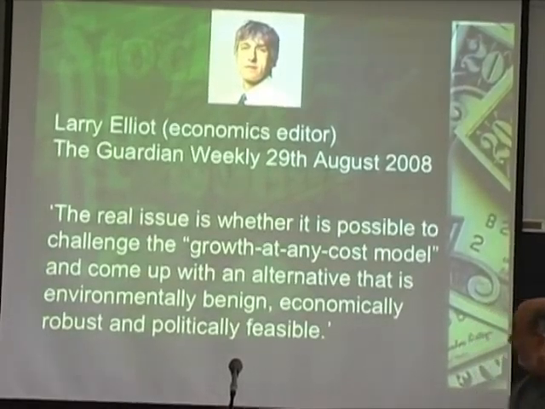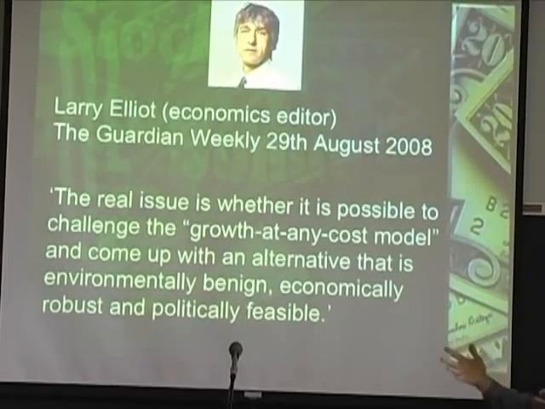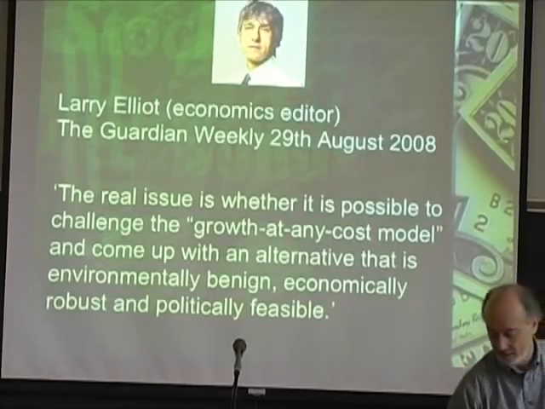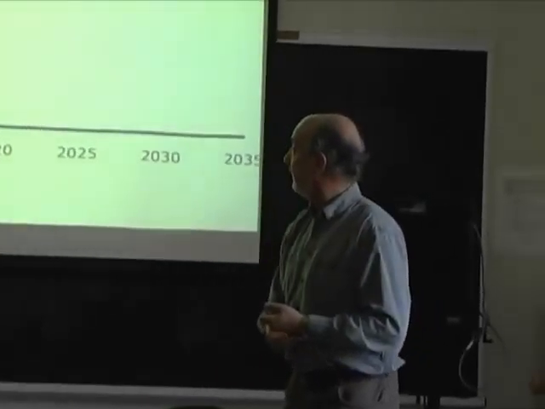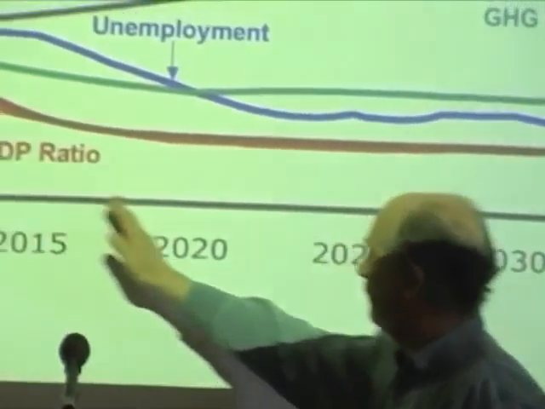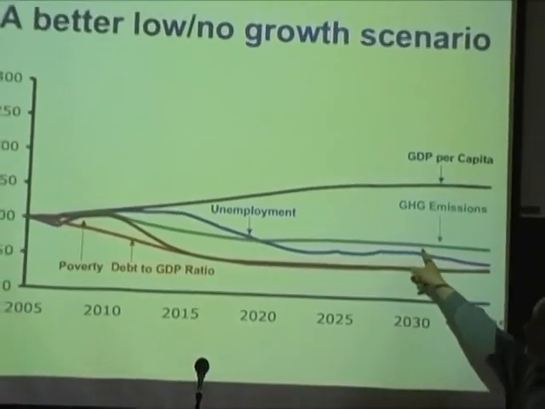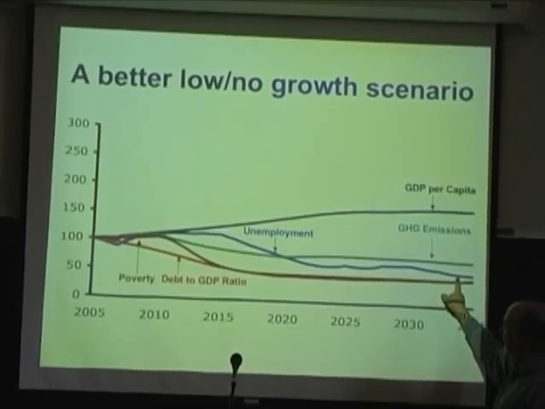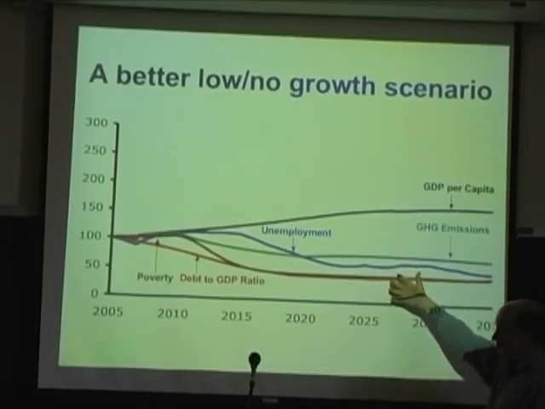And I'm not the only person asking that question. Many are, including Larry Elliott, the economics editor of The Guardian, who raised this question in 2008, and of course is still asking it, and that's part of what we're here to do today. So you can certainly do better on the computer. Here's a scenario. Again, measures introduced in 2010, phased in over a 10-year period, leading to stable GDP per capita. Greenhouse gas emissions have come way down. Unemployment has come down below what it's been for the last 40 years. The human poverty index is very, very low, and still the debt to GDP ratio is looking very healthy.